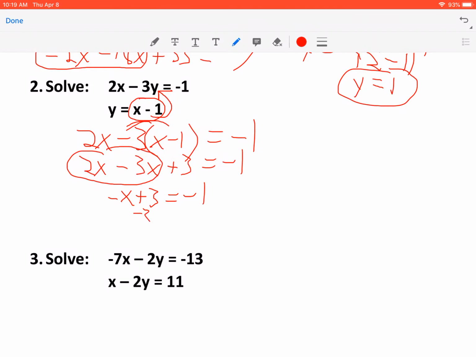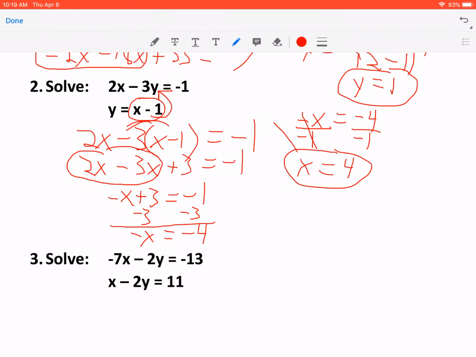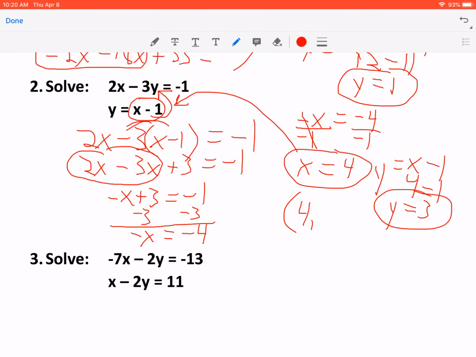How do you get rid of the plus 3? So I've got negative x equals, what's negative 1 minus 3? That's a negative 4. Now be careful. This is negative x equals negative 4. The way you get rid of this is divide it by negative 1. Alright, negatives cancel, so x is equal to positive 4. And again, I would plug it into that one because y is already by itself. So y is equal to x minus 1. Well, if x is 4, what's 4 minus 1? Y is equal to 3. So where did these two lines hit each other? At the coordinate 4 and 3.